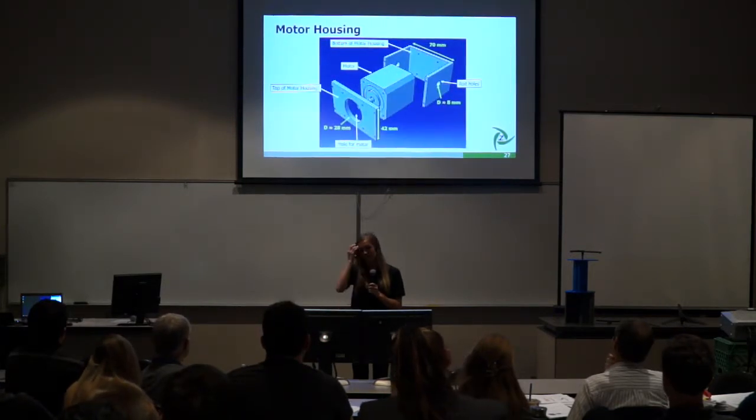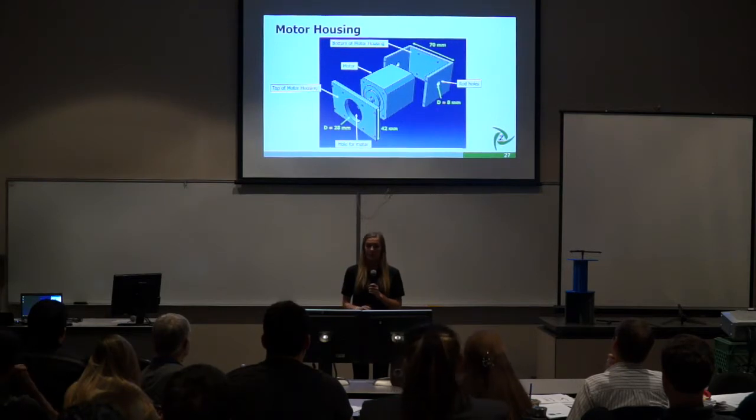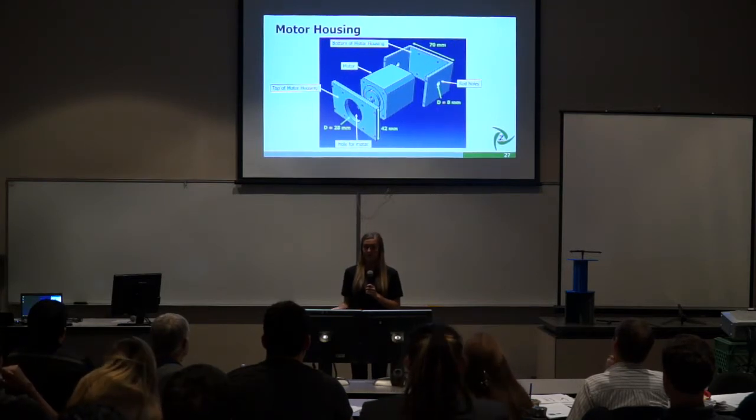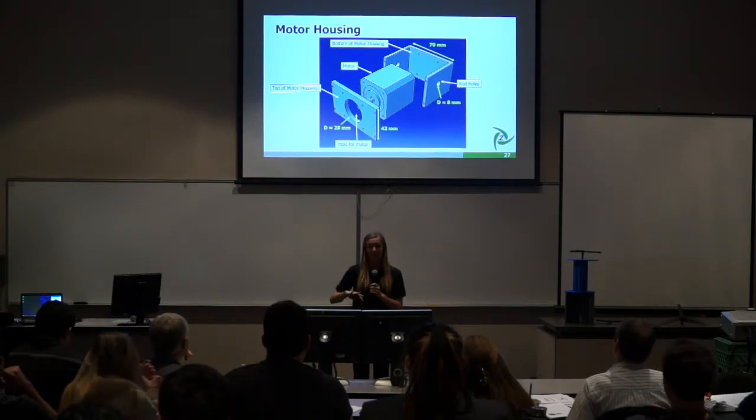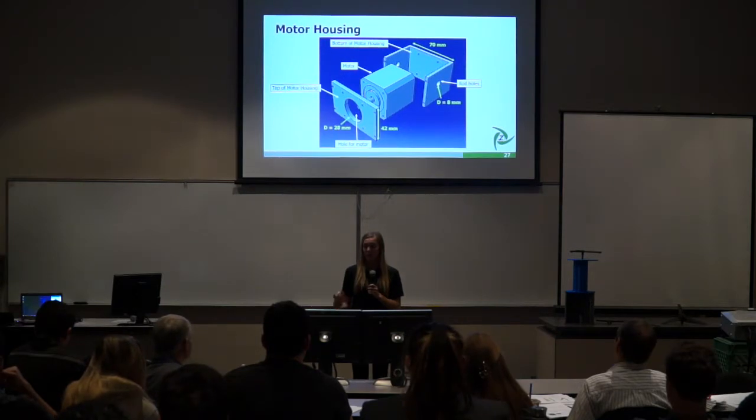The motor housing consists of 2 pieces, the top piece and the bottom piece. The top piece has a hole in the middle of it to fit nicely on top of the motor. The bottom piece has two side walls with two holes in it where the rods will be attached to rotate the motor.